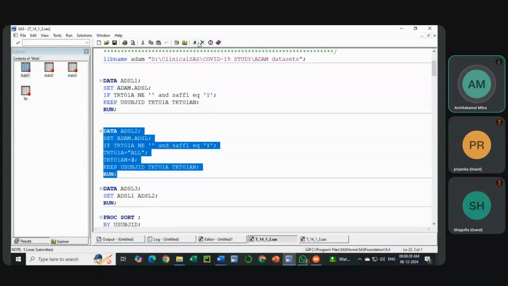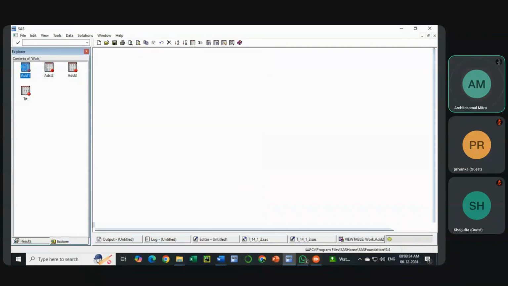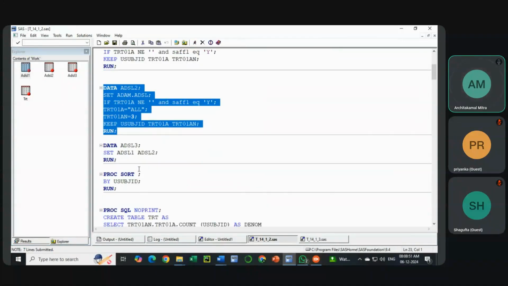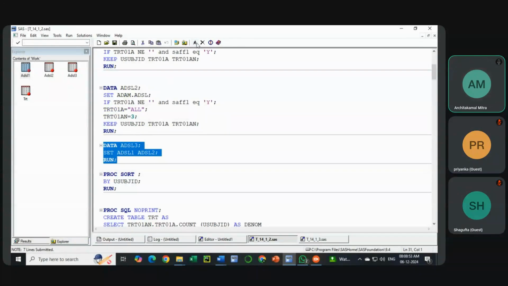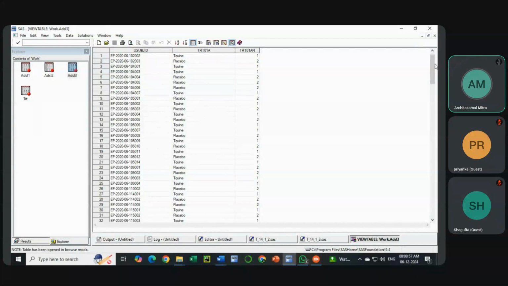Let's check this. This is ADSL2. We have this subject ID, TRT01A, all, TRT01A. Now, if you have this Pbo and TRT01AN is 1, 2, and we do a concatenation of these two, this one and this one, we will easily get the third table. So this is where we did it separately. See, we did ADSL3. We are doing this concatenation. See, Xanomeline and placebo, if you go down, and then you see all.